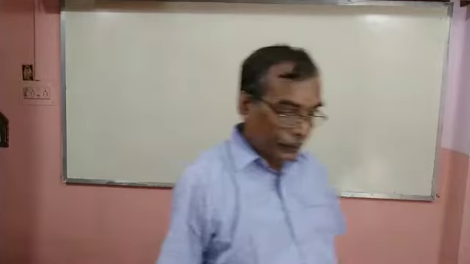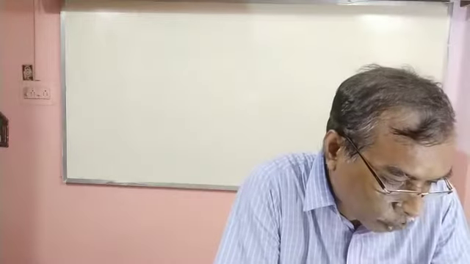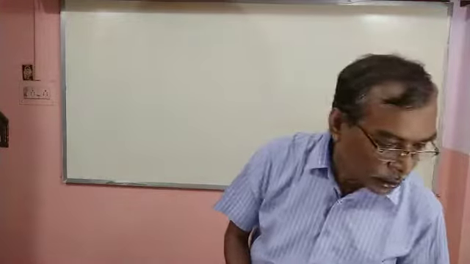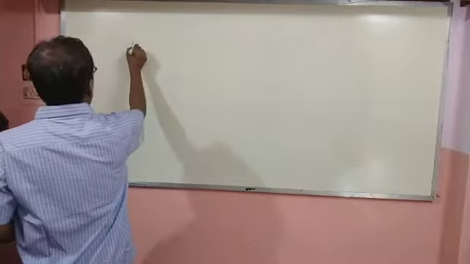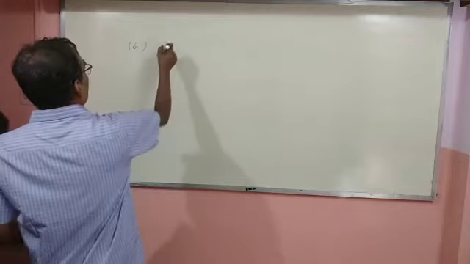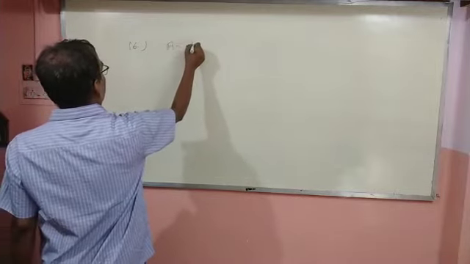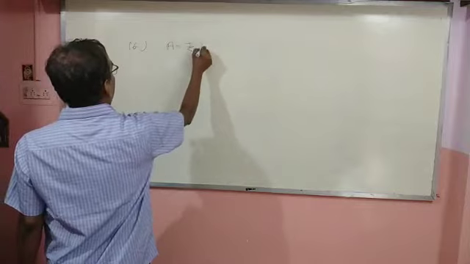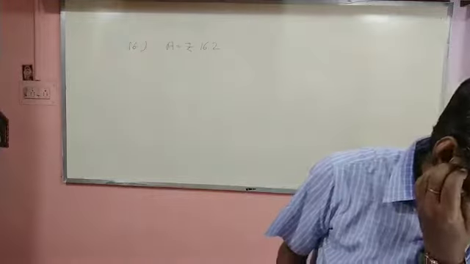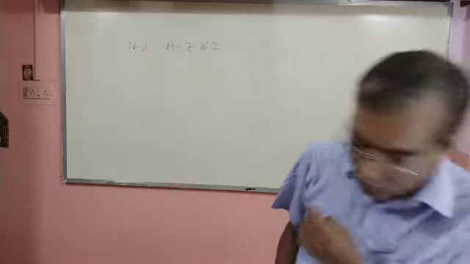Look here. A sum of money amounts to rupees 10,240 in 2 years at 6 2 by 3% per annum, compounded annually. Find the sum. So amount it is given as, question number 16, rupees 10,240.